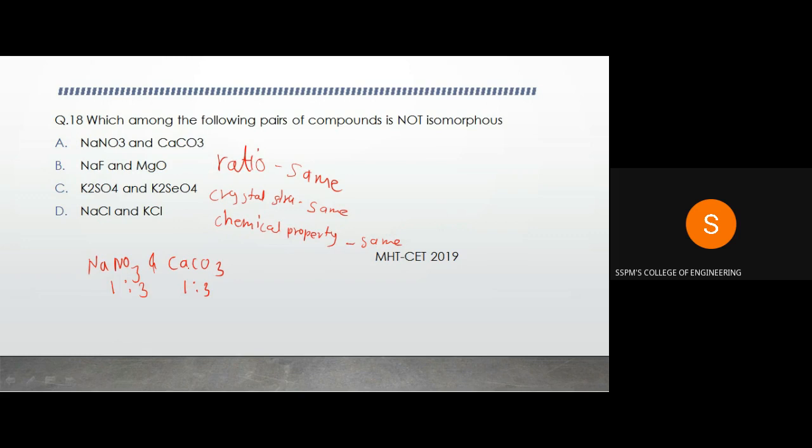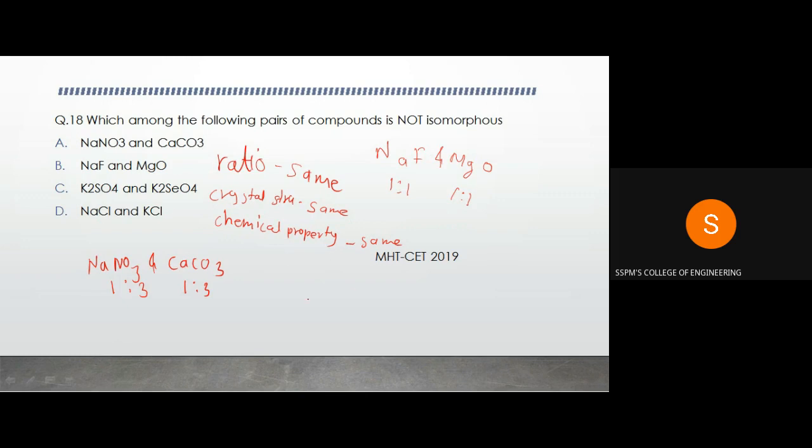So next is the next option. NaF and MgO. The ratio is 1:1, MgO 1:1. So ratio same, crystal structure same, chemical property same. This option is not suitable.